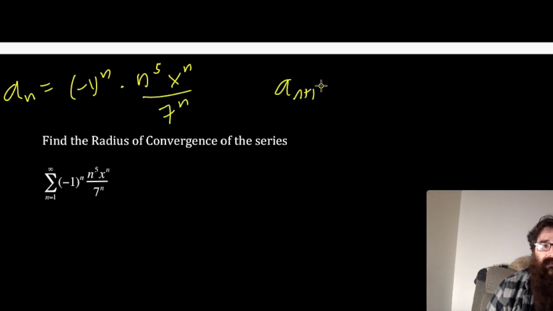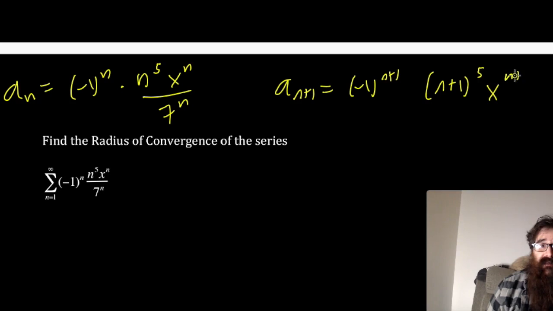And a sub n plus 1, well, that's going to be replacing every mention of n with n plus 1. So negative 1 to the n plus 1. We're going to have n plus 1 in parentheses to the 5th. X to the n plus 1, all divided by 7 to the n plus 1.